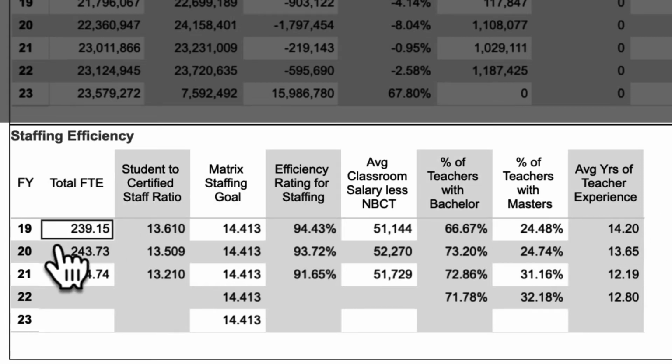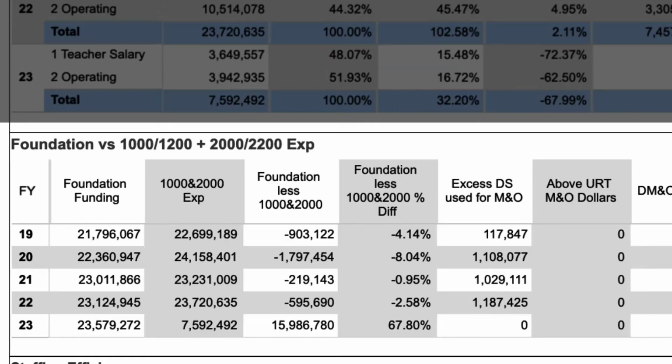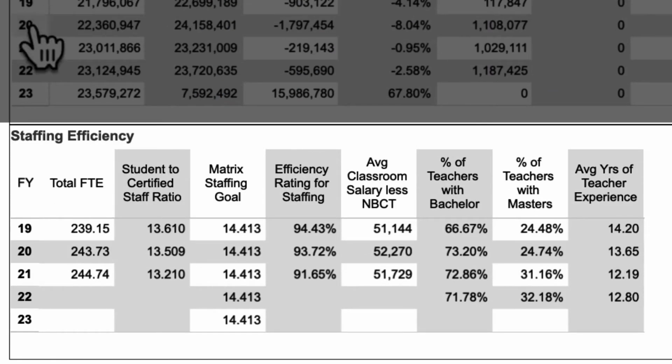And this is the number of licensed employees that you have in your school district. So one important thing to point out is it does include those employees that are paid with categorical funds. The second column is the student to certified ratio for the district. 3/4 ADM, make that calculation based upon the number of employees we have. We have 1 employee for every 13.2 students.